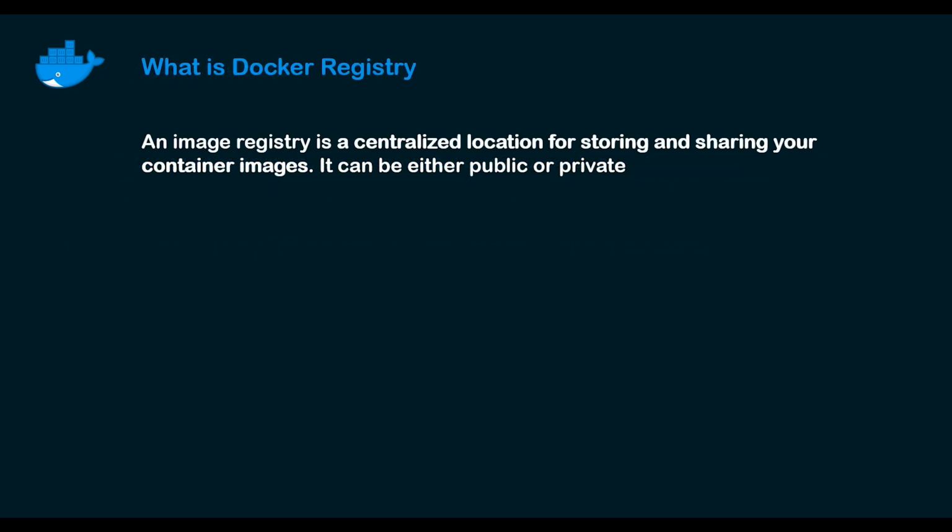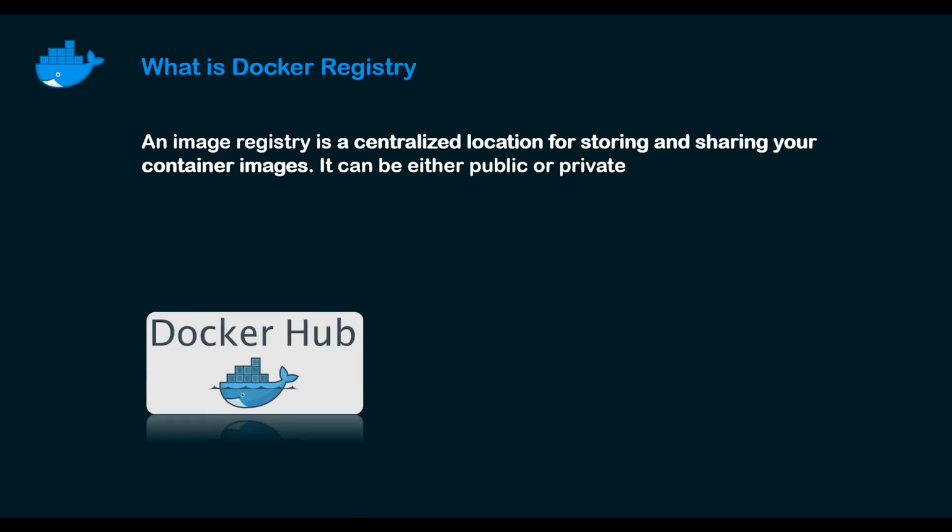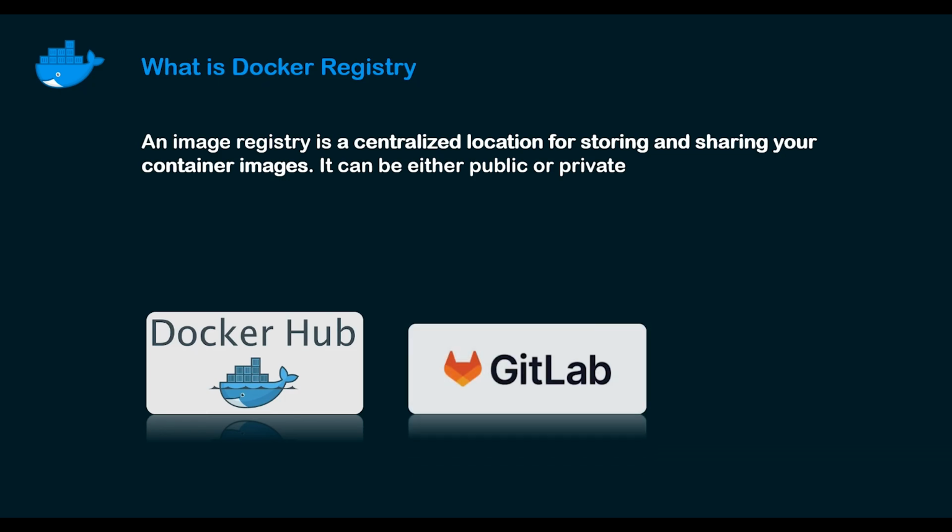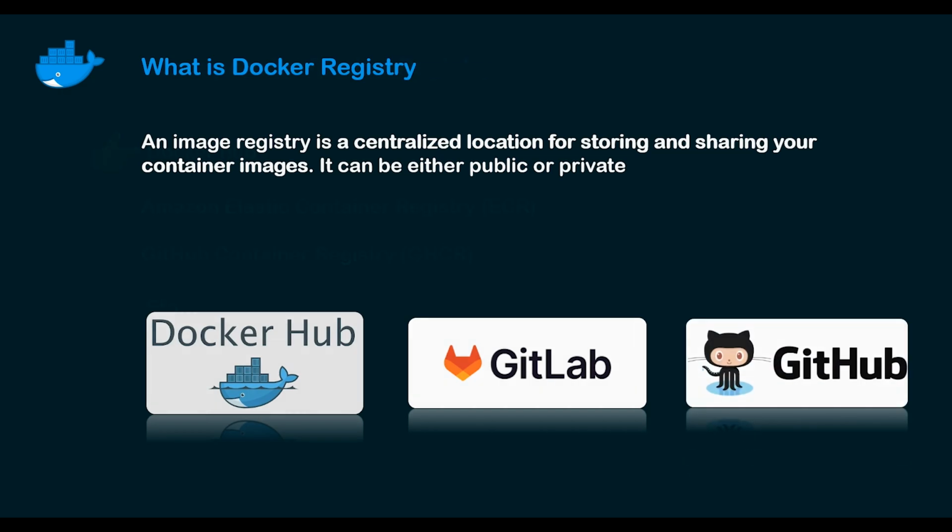Now, what is a Docker registry? A Docker registry is a place where you can store or share your Docker images. We have Docker Hub, which is a Docker registry where we can store and share our images. We have also GitLab and we have GitHub.